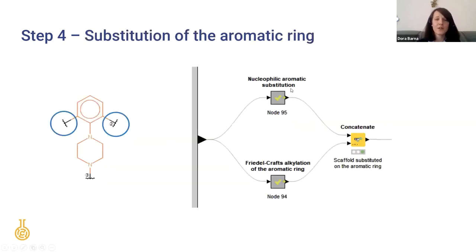Let's say first the substitution, the aromatic ring substitution. For this, we are going to use two different substitution reaction schemes. First, a nucleophilic aromatic substitution reaction, and then a Friedel-Crafts type alkylation of the aromatic carbon atoms. And as a final step, we are also going to concatenate the product molecules, the resulting molecules that we get from these virtual reactions to have a more diverse virtual compound set.